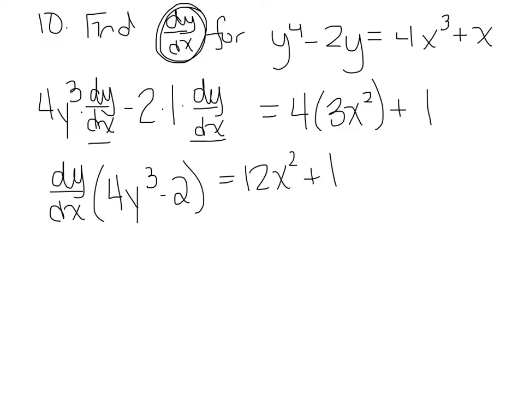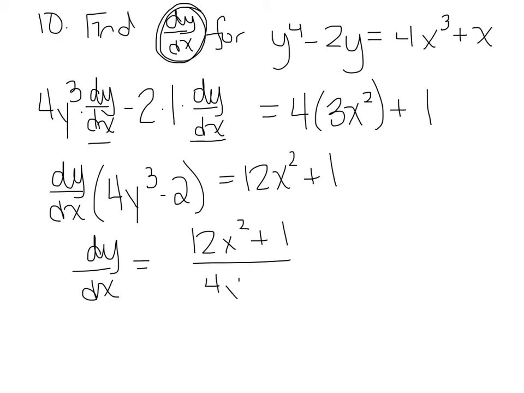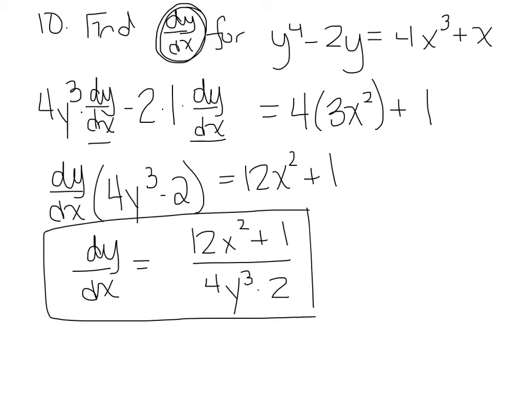I multiply my 4 there. And if I'm finally trying to get dy/dx by itself, just remember that's 12x squared plus 1 all divided by 4y cubed minus 2. And that's my dy/dx that I'm looking for in this equation, in this question.